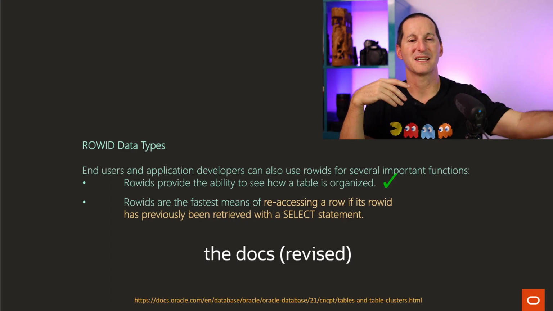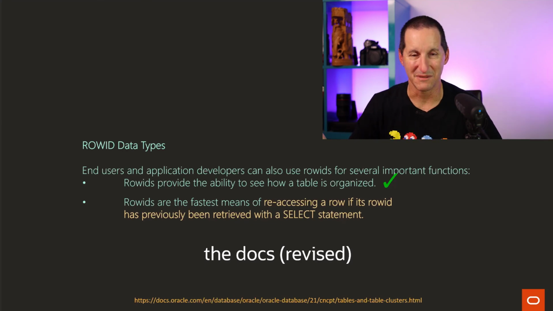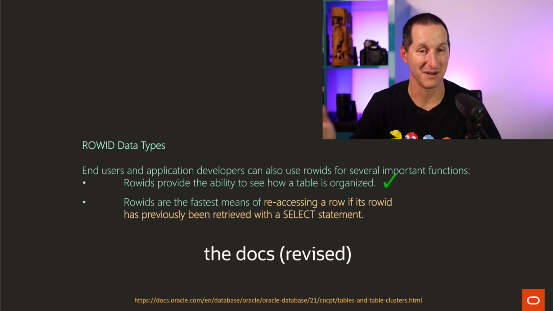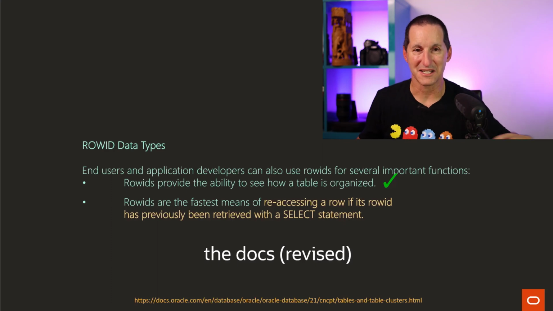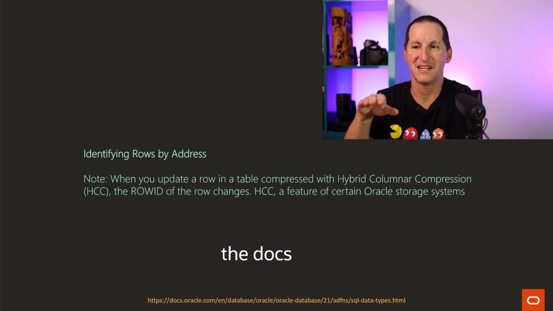You can't go grab a set of ROWIDs, stick it in a table, or grab a set of ROWIDs, come back in 15 minutes and guarantee that those ROWIDs are still going to be present, because things can happen. On Autonomous, they can happen by themselves. On other databases, any DBA could come along behind the scenes and do some sort of action which changes the ROWID.